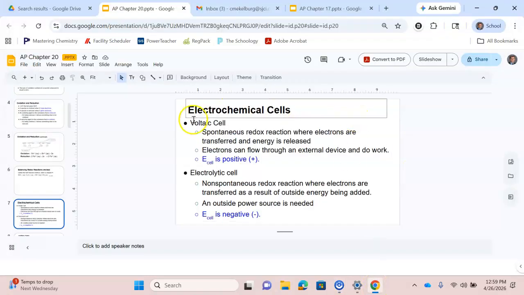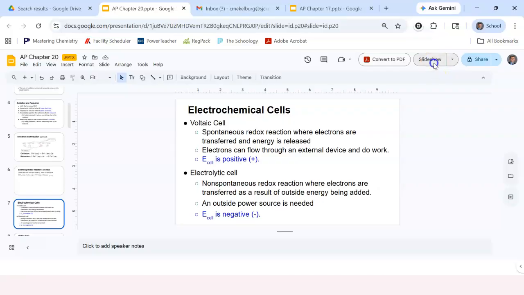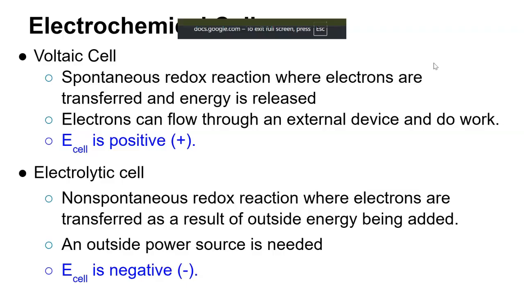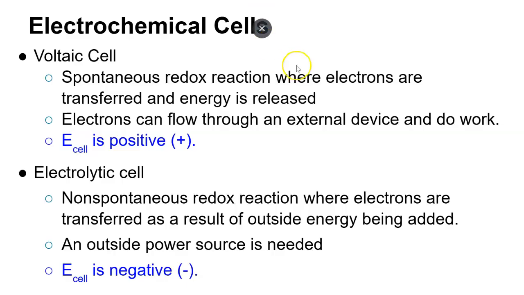Hello, let's take a look at electrochemical cells a little bit. A lot of this will be review from last year, but we have two types of electrochemical cells, a voltaic cell and an electrolytic cell. A voltaic cell is a spontaneous or thermodynamically favorable redox reaction where we are turning chemical energy into electrical energy. So that's what makes it spontaneous, is that we're producing electrical energy.